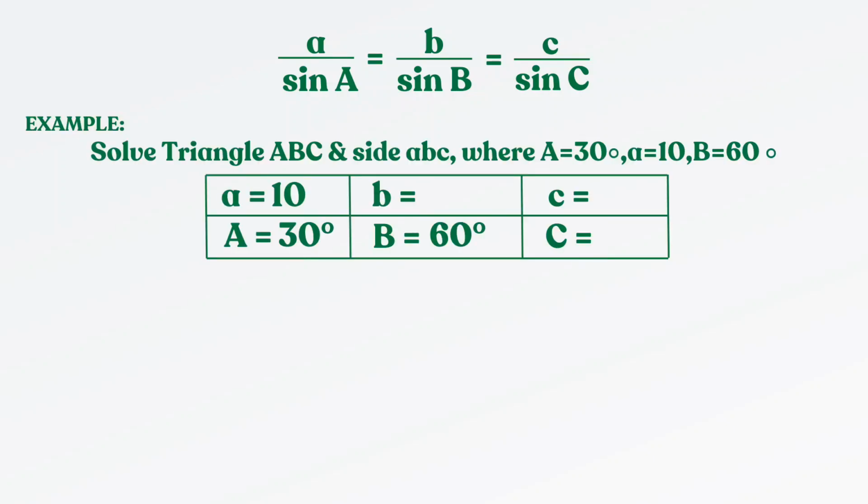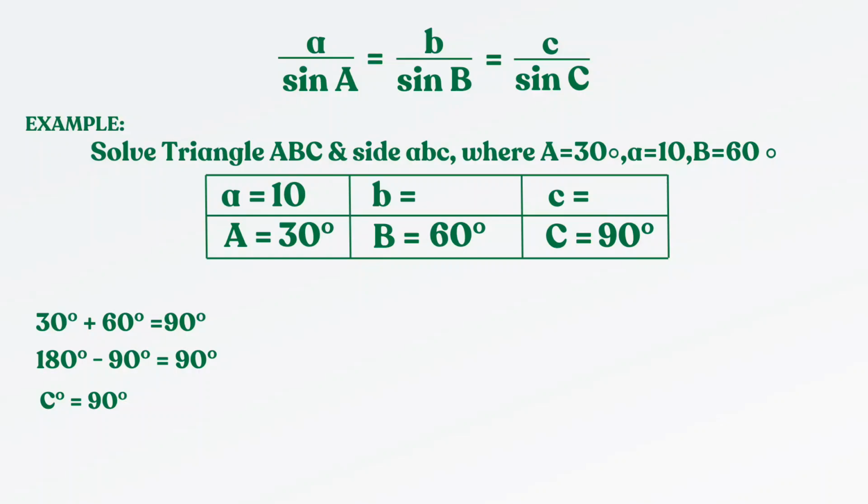For example, we are given the following information. Angle A is equal to 30 degrees, angle B is equal to 60 degrees, and side a is equal to 10. From this information, we can find angle C using the fact that the sum of angles in a triangle is always 180 degrees. So, 30 degrees plus 60 degrees equals 90 degrees. 180 degrees minus 90 degrees is equal to 90 degrees. So, angle C is equal to 90 degrees.